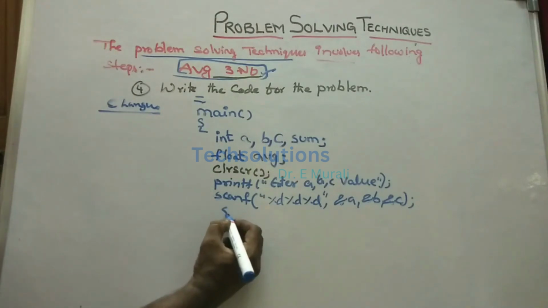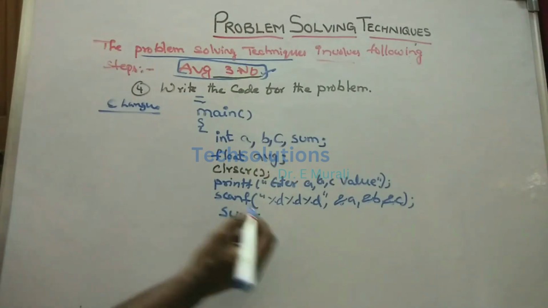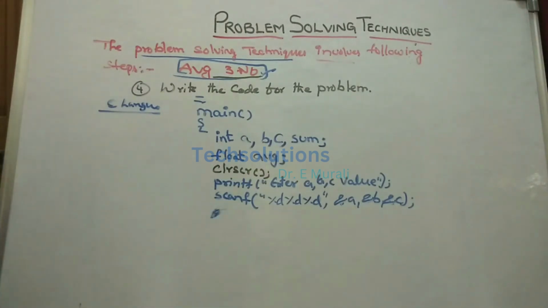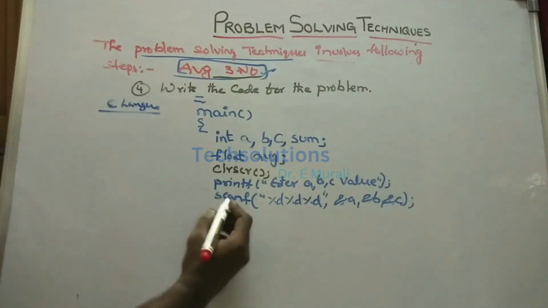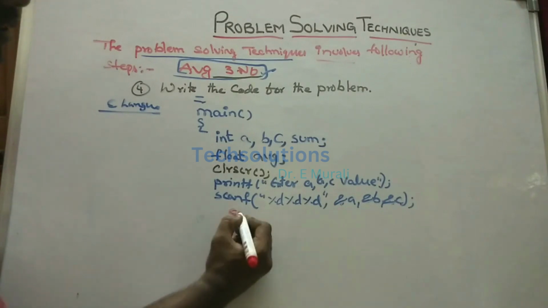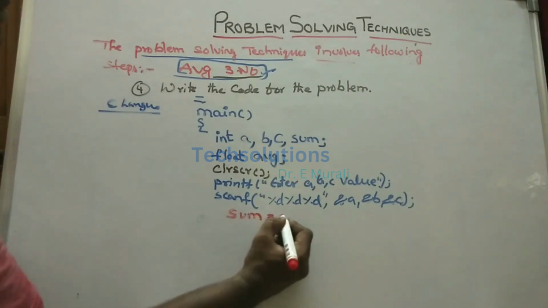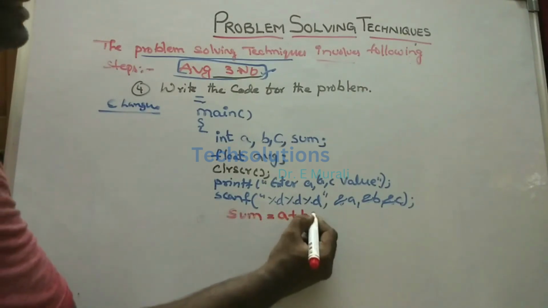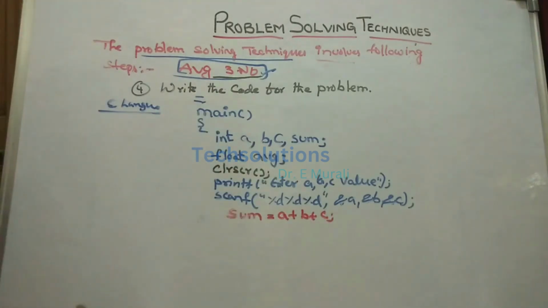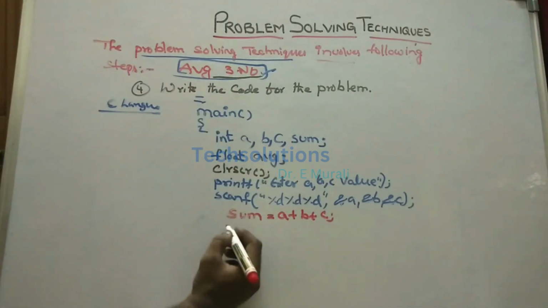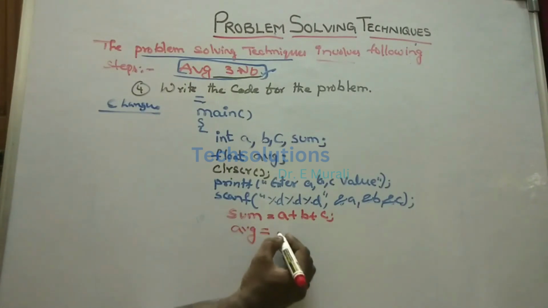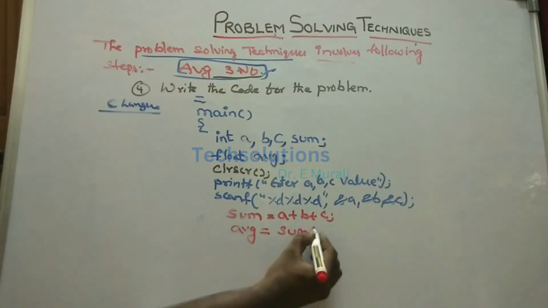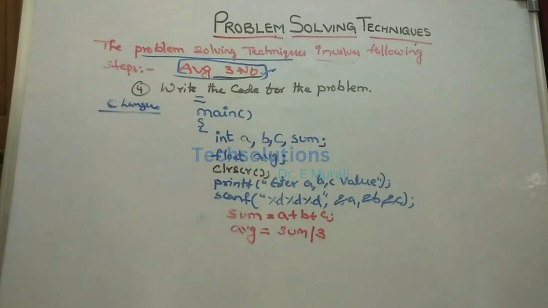Then I want to find the sum. Sum equal to, what is the formula? The sum equals A plus B plus C. That is the sum. Here I have to calculate sum equal to A plus B plus C. After that, I have to find the average. Average equals sum divided by the total number of values.